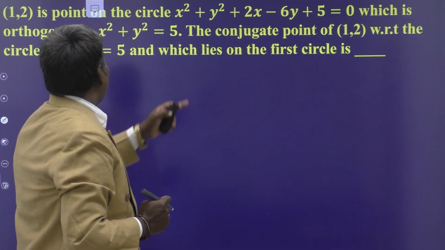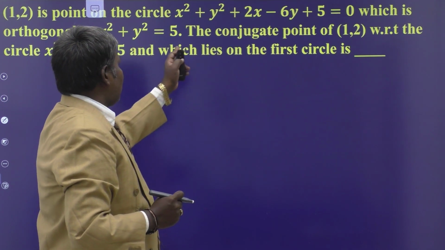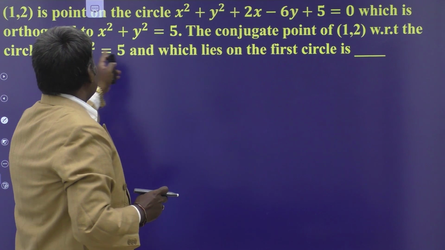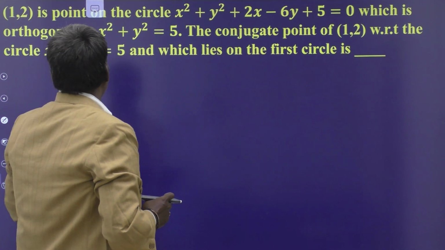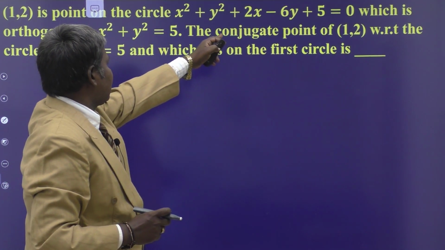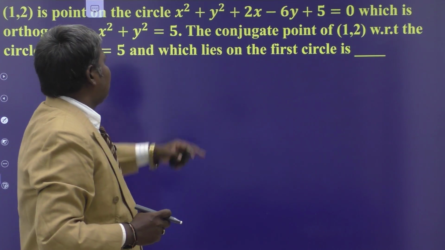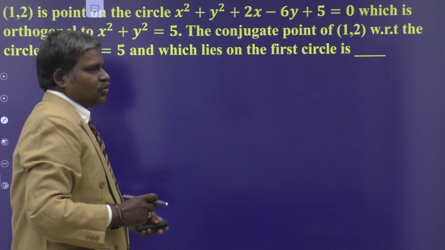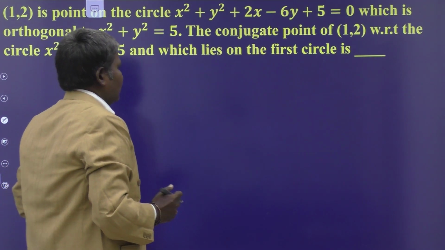(1, 2) is a point on the circle x² + y² + 2x - 6y + 5 = 0, which is orthogonal to the circle. (1, 2) is a point on that circle, and that circle cuts orthogonally the circle. The conjugate point of (1, 2) with respect to the circle x² + y² = 5 is what they are asking.